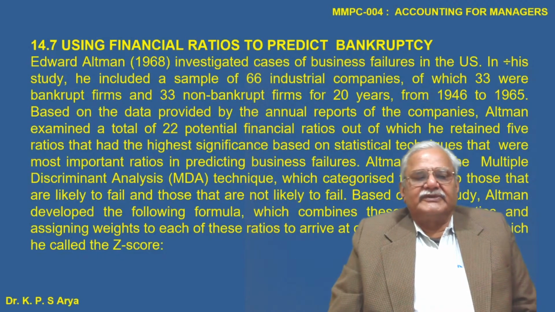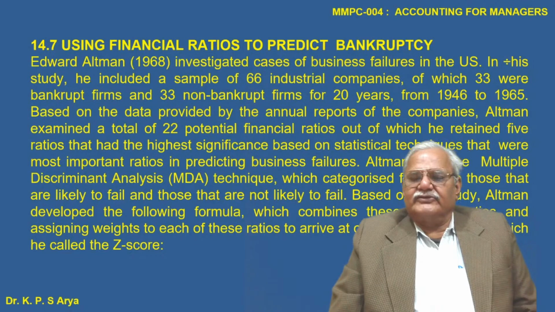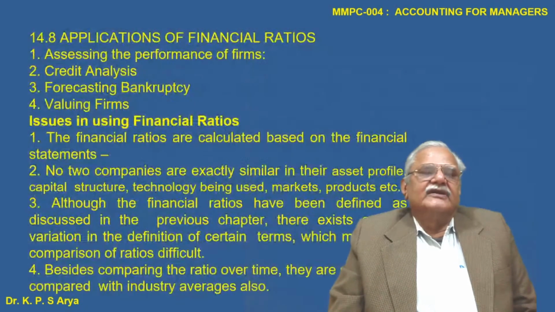Altman used the multiple discriminant analysis, the MDA technique, which categorized firms into those that are likely to fail and those that are not likely to fail. Based on his study, Altman developed the following formula, which combines these five ratios and assigns a weight to each of these ratios to arrive at one composite score, which he called the Z score.